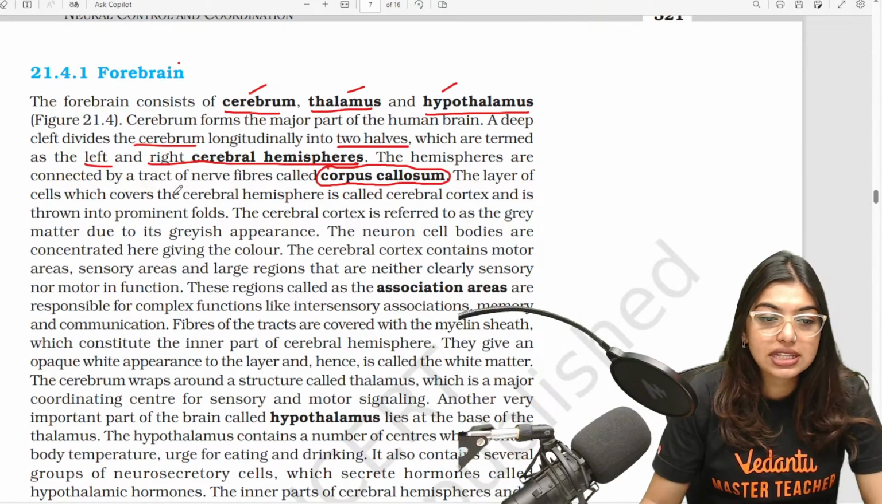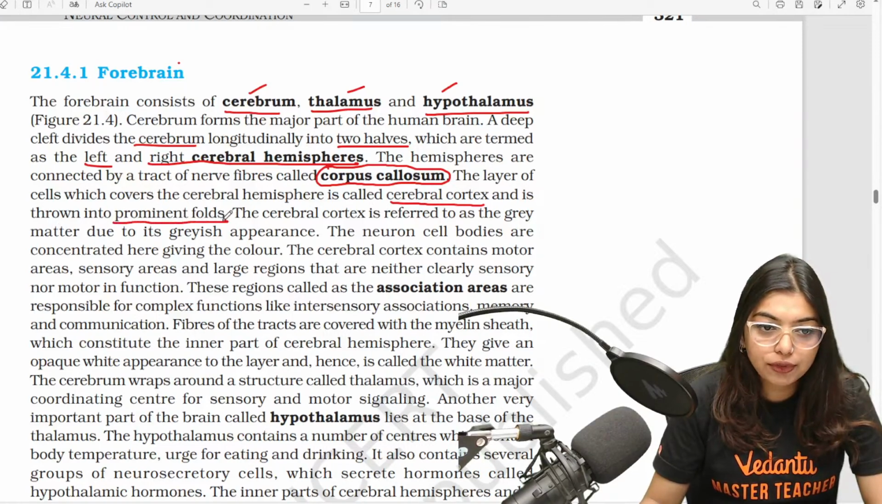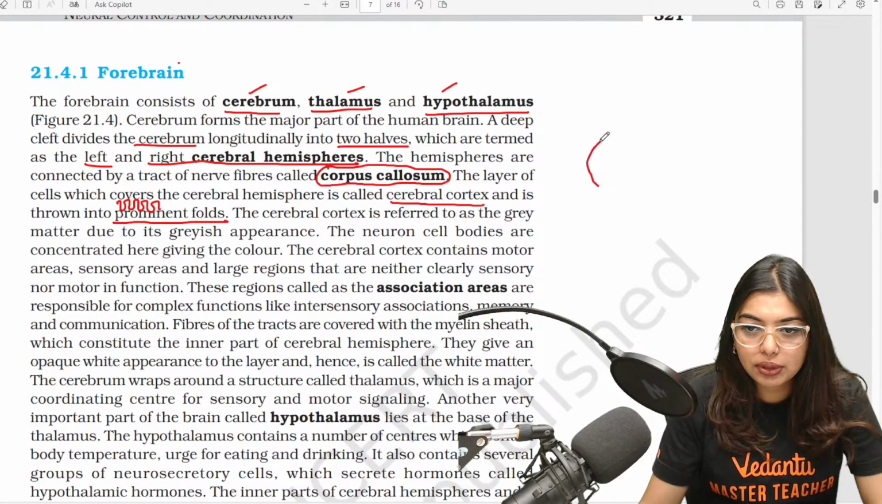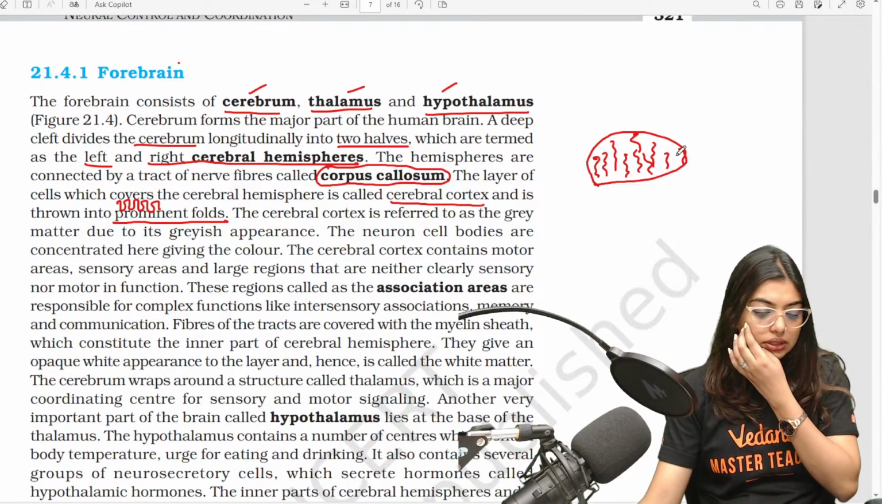The layer of cells which covers the cerebral hemisphere is called the cerebral cortex and is thrown into prominent folds. Okay, like this. Brain you have seen, no? So let's put a brain emoji in the chat. Like this, many folds are there, no? That is how it is.